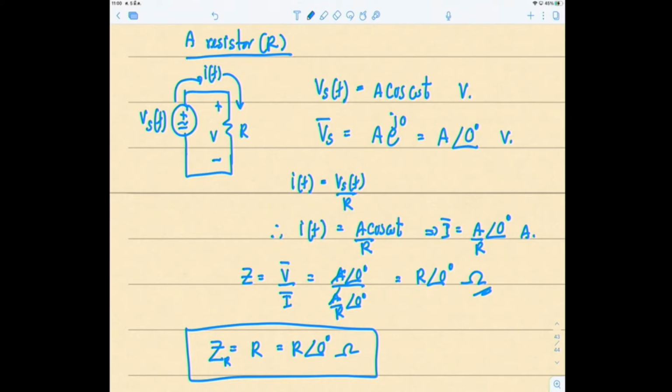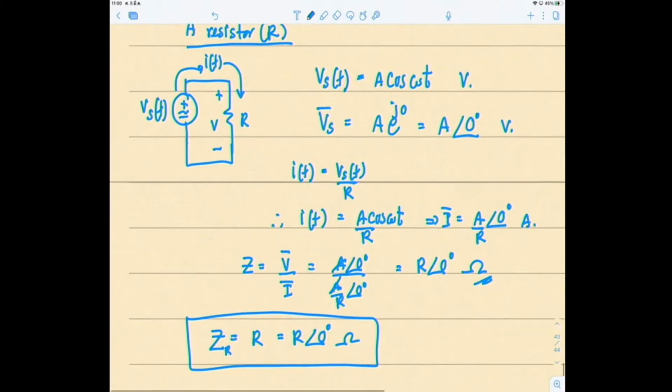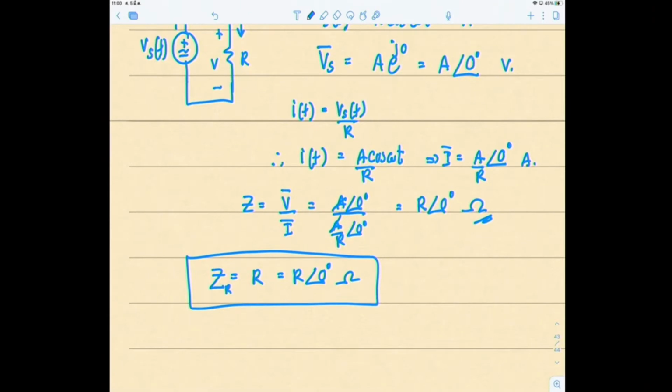Now let's look at an inductor. I'll give you a few minutes to write that down. I hope you understand this. If you do not catch it, you can always pause me or rewind, move the cursor back and listen again.